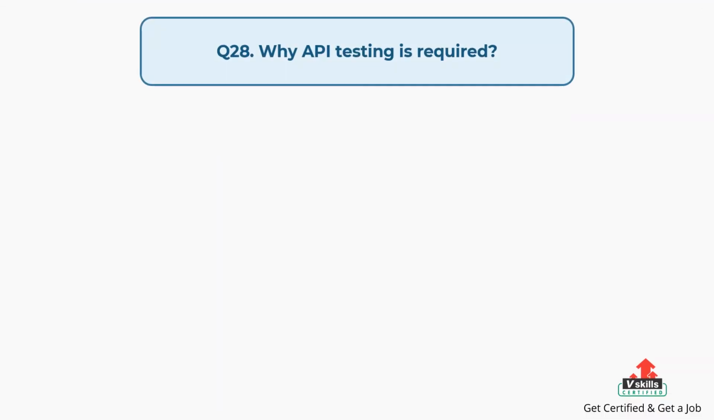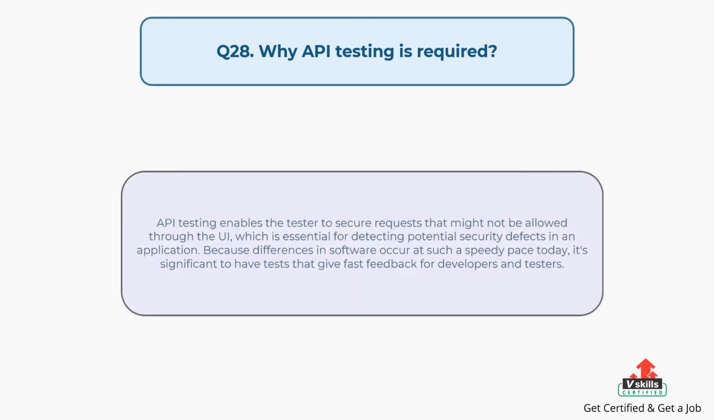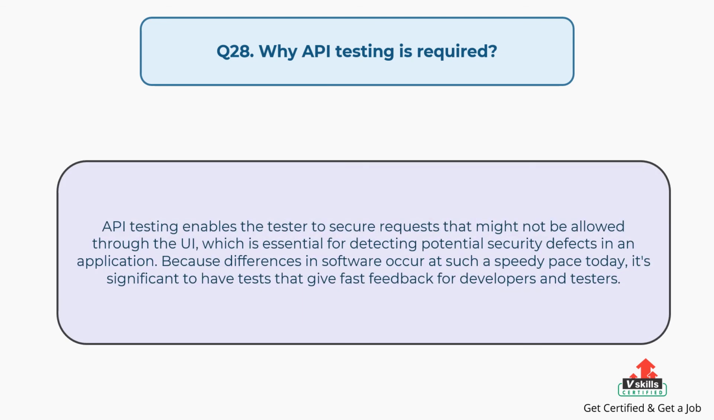Question number 28. Why is API testing required? The answer is: API testing enables the tester to secure requests that might not be allowed through the UI, which is essential for detecting potential security defects in an application. Because changes in software occur at such a speedy pace today, it's significant to have tests that give fast feedback to developers and testers.